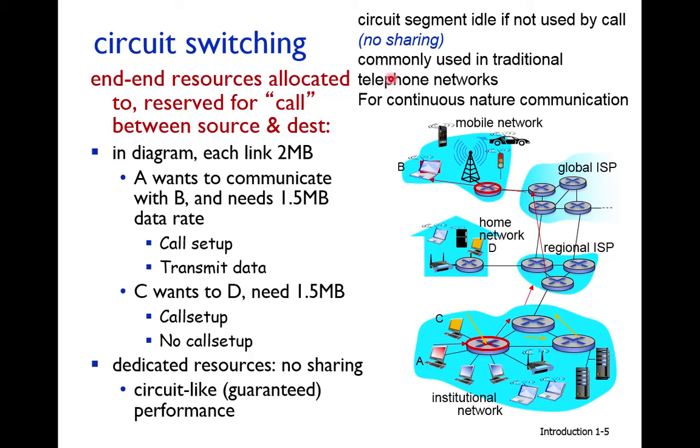So where is the circuit switching technique used? It is normally used in the telephone network. Why? Because in the telephone network, if someone wants to talk, it is continuous in nature. For example, when you make a call, you are talking continuously. So for continuous data, circuit switching is preferred. Circuit switching is used for the telephone network, which has a continuous data rate.